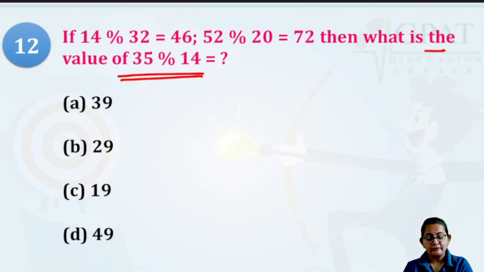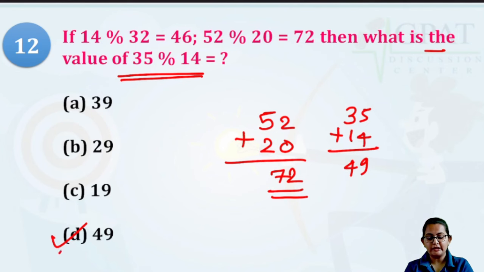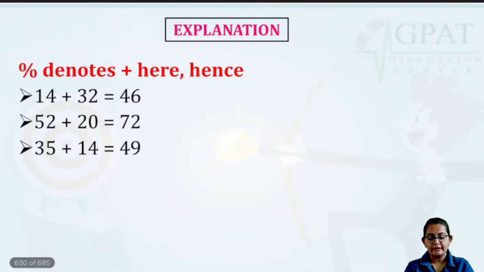That's why this is applying for the first one, but what if it is not applied for the second one? So we will try the second also. So 52 plus 20 would be 72. Yes, it is applying for the second as well. That means the percentage here, with 100% accuracy, we can tell it is representing the addition sign. So 35 plus 14 would be 49. So 49 is your correct answer.